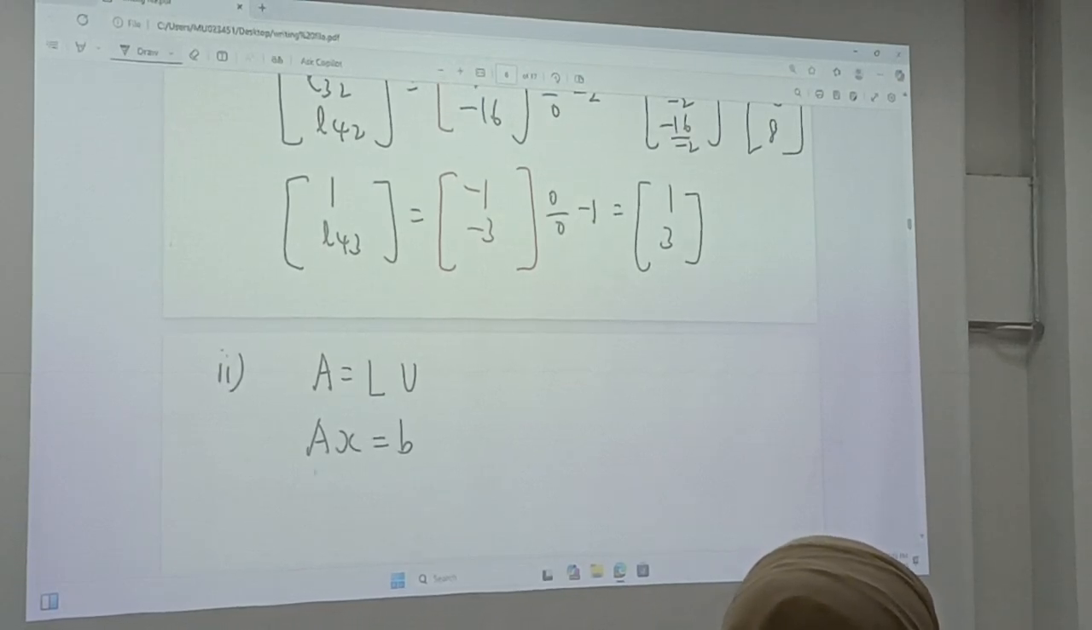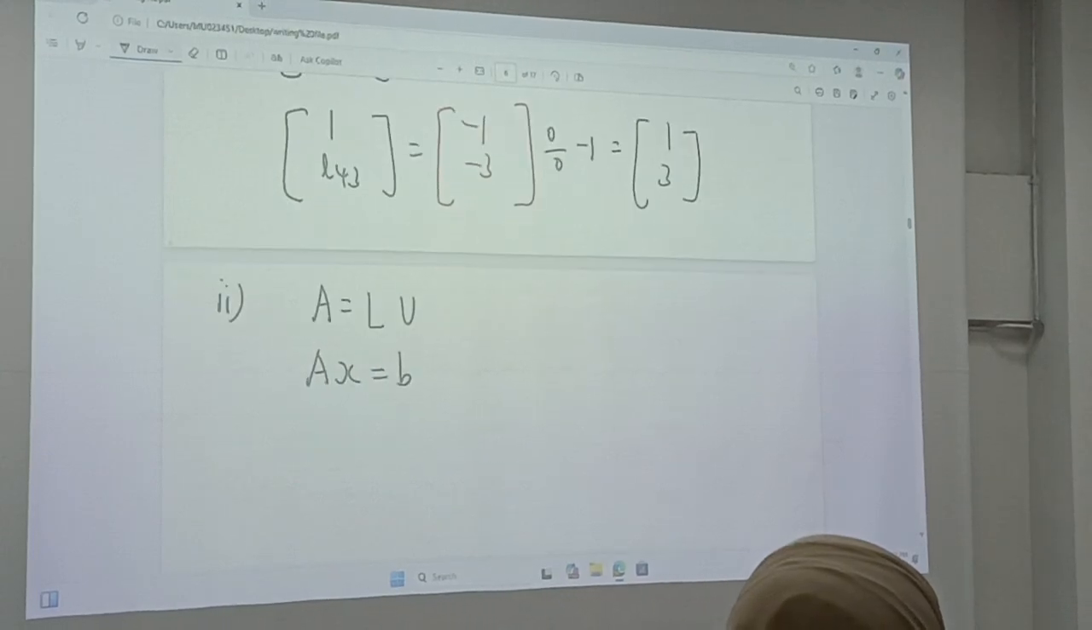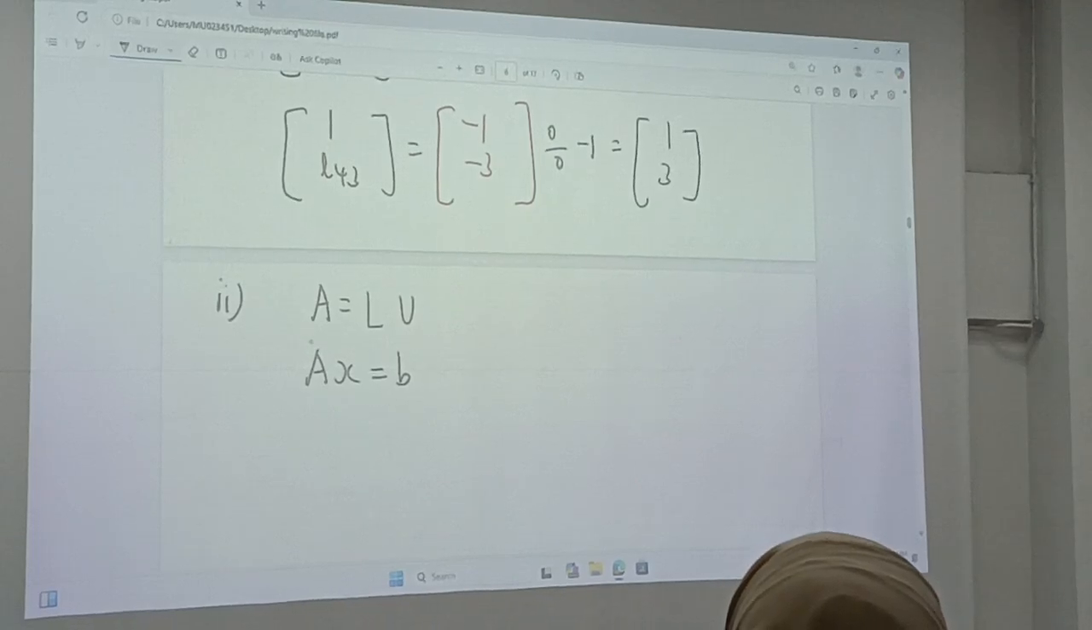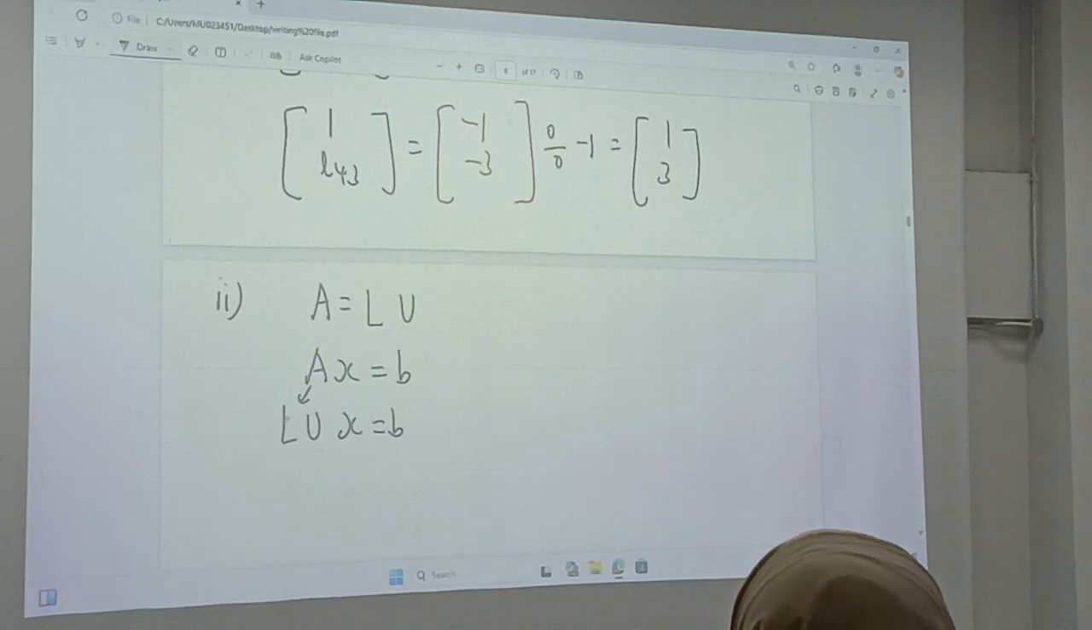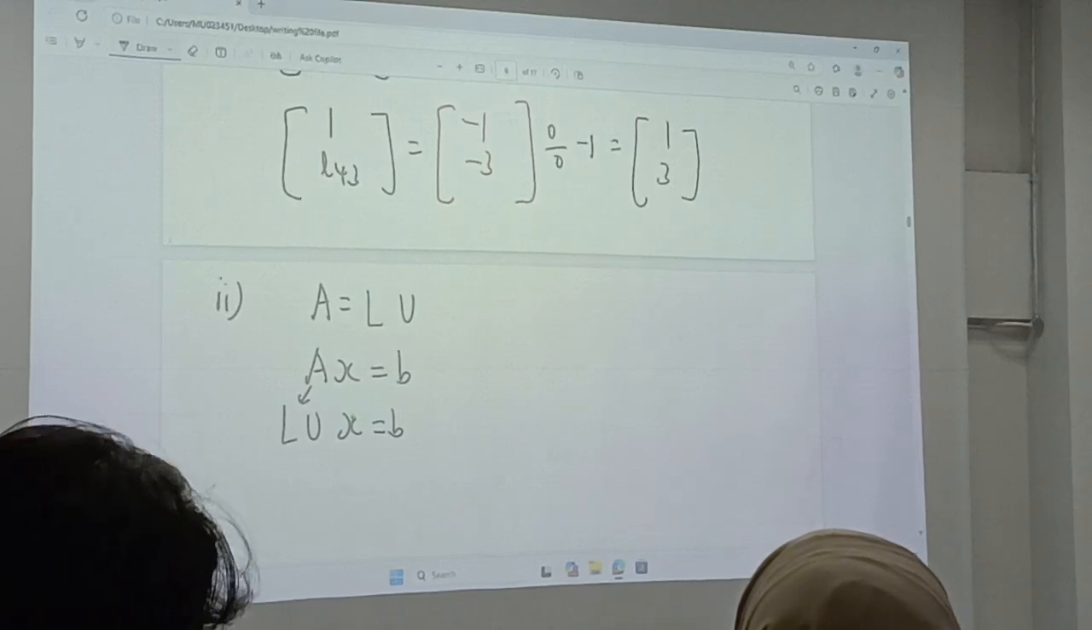So this matrix system is A times X equal to B. Just now, during the matrix inversion, we have covered this, A times X equal to B. So this A, we turn it into L and U. So in this case, how many matrices are there here? 1, 2, 3, right?